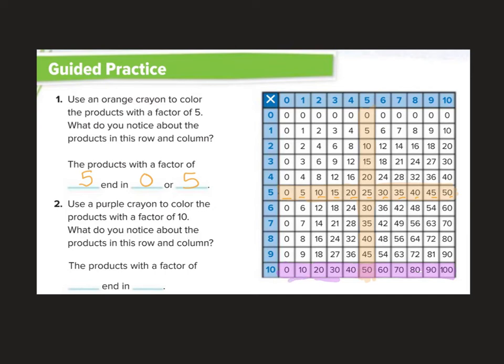Okay, what do we know about that? All the products with a factor of 10 end in 0. They all end in 0. 0, 10, 20, 30, 40, 50, 60, 70, 80, 90, 100. They all end in the ones place. They have 0 in the ones place.